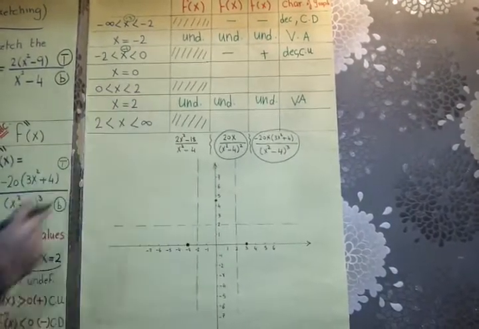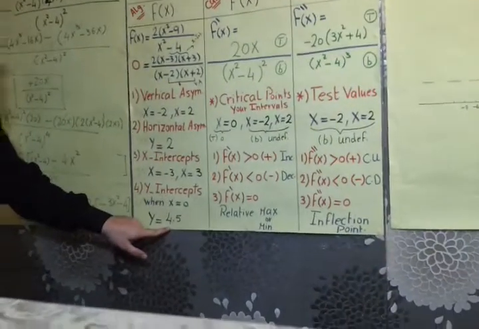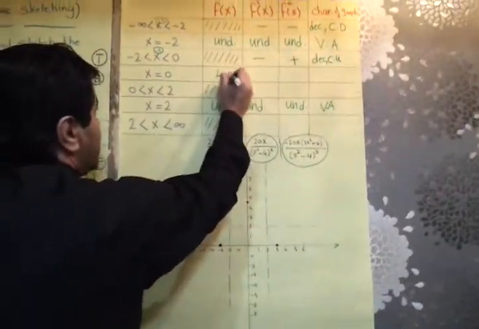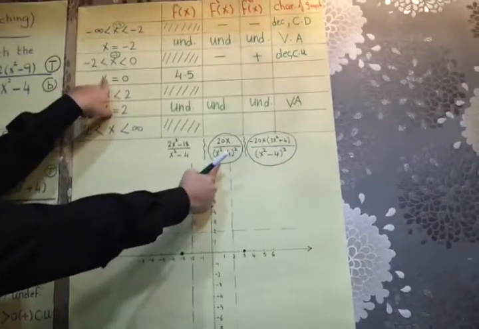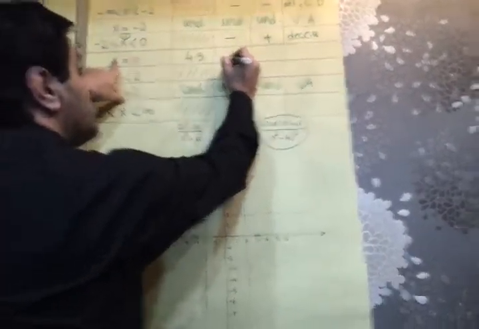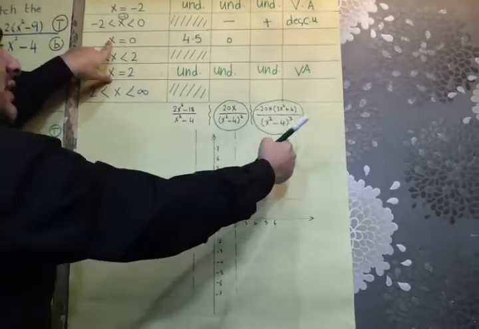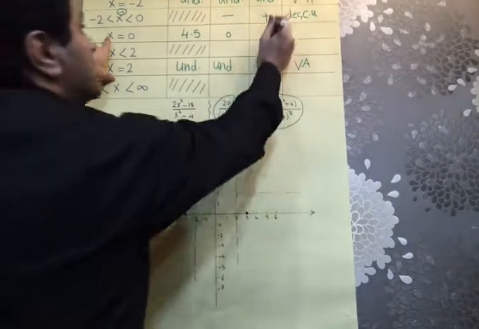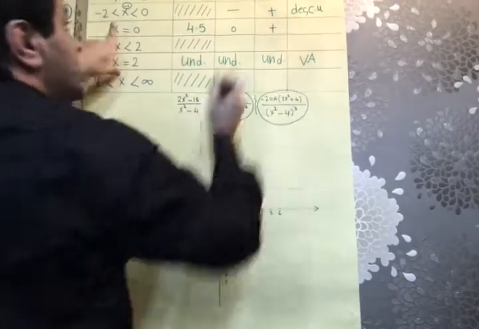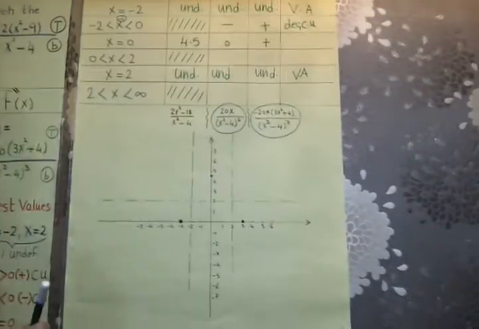As I told you before, also from our explanation, when x equals 0, y equals what? 4.5. If I plug in 0 into this function, it is going to equal 0. If you plug in the value of x equals 0 in our second differentiation equation, our sign is going to be plus.